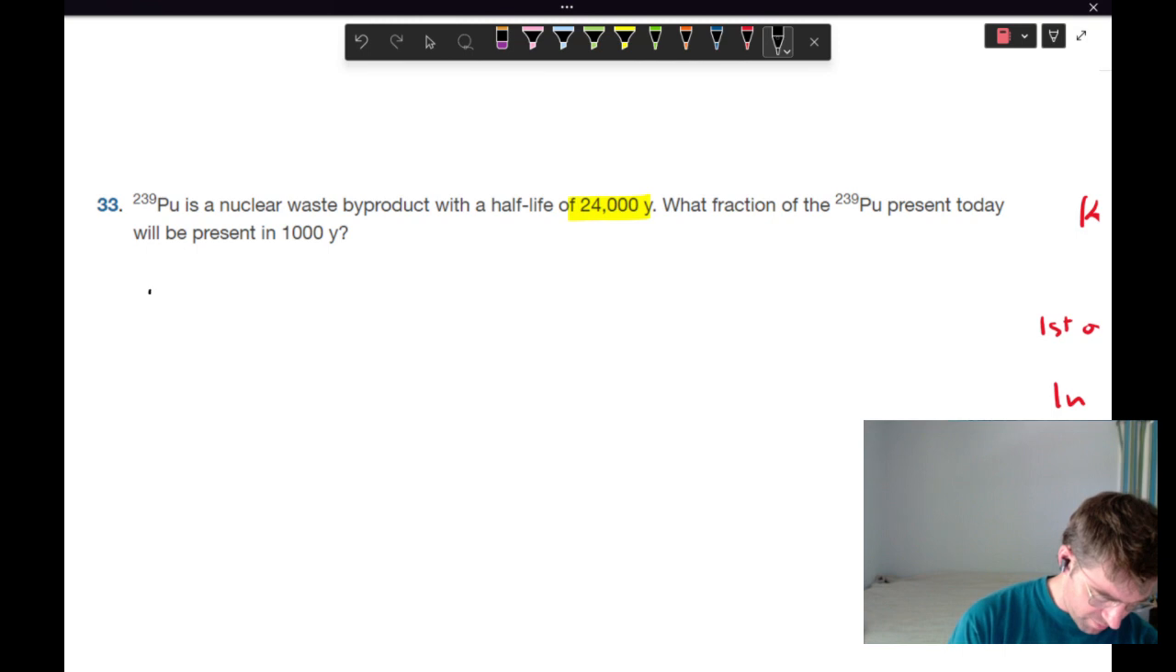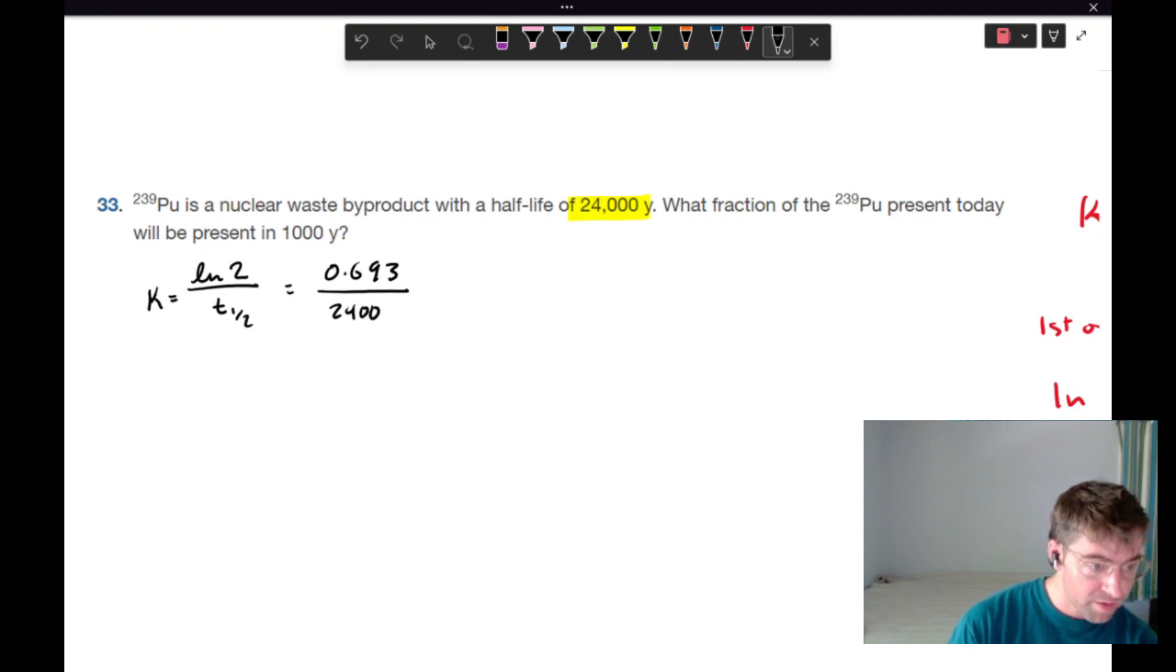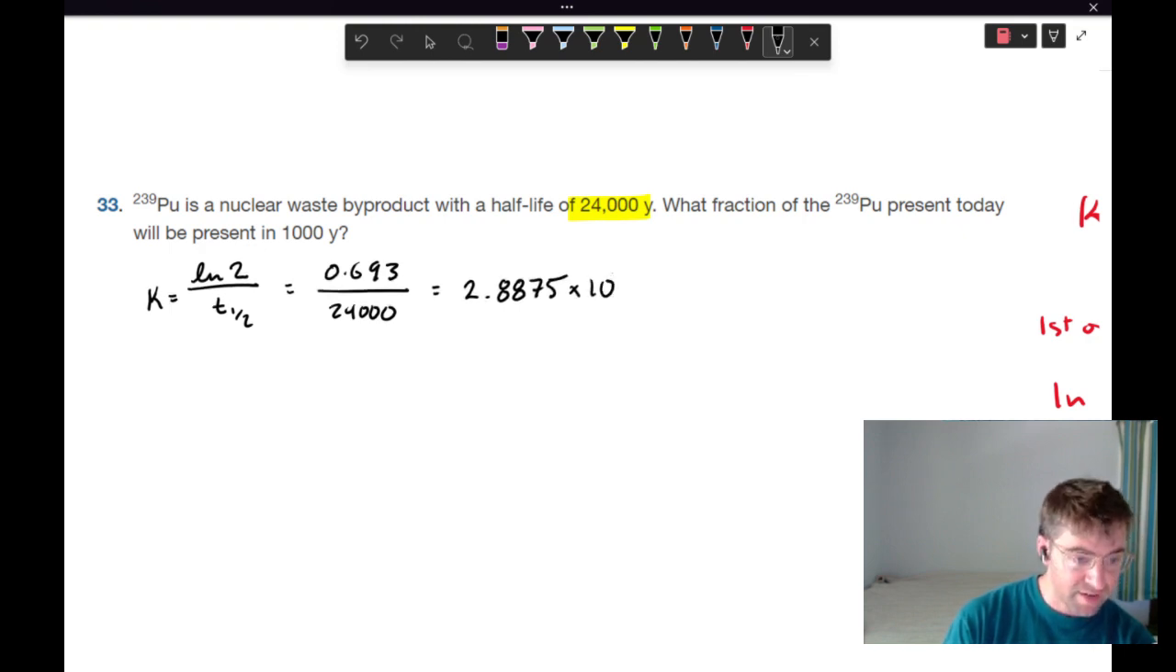And to do that, let's start with k equals ln of 2 over half-life. Ln of 2 is 0.693, and our half-life was 24,000 years. When we're dealing with time, just make sure that you keep your units consistent. We can do this in seconds, minutes, or years, and so on. Just make sure that you do those conversions. Plug that into the calculator, and we should get 2.8875 times 10 to the negative 5 per year.